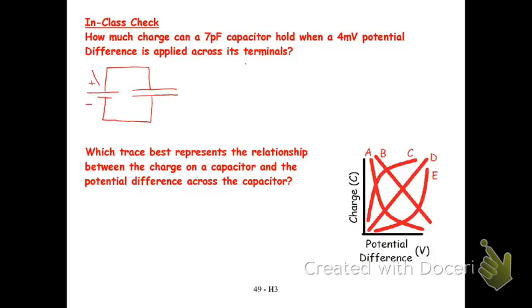And this here, we said was 4 millivolts, and this here, we say how much charge can it store, and this is 7 picofarad. So this is a kind of exercise in a couple of things. So capacitance equals the charge over my potential difference. That's its definition. You can say capacitance is defined as that.